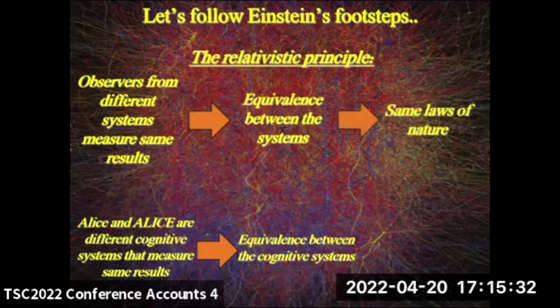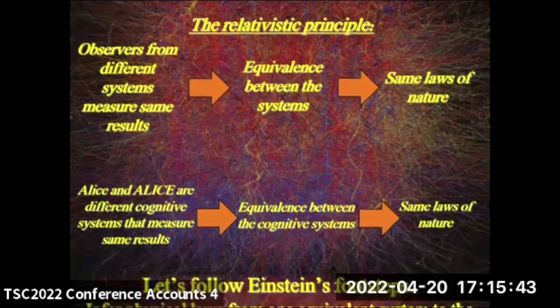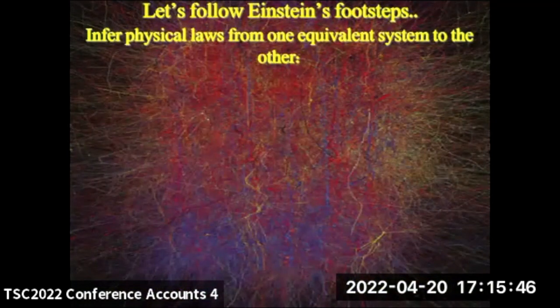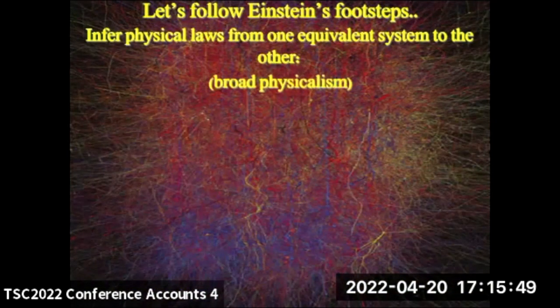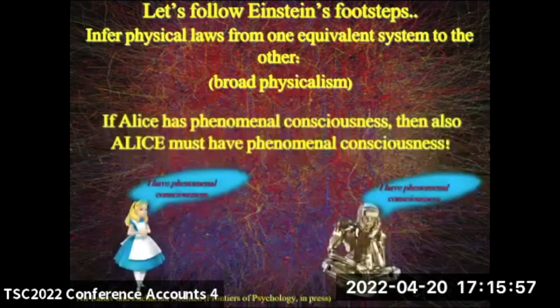And then it means that they use the same laws of nature, and I can do what Einstein did, and I can infer the laws from one equivalent system to the other. So because we assume that there is some kind of law of physics that explains consciousness, it means that the same laws that Alice has, zombie Alice also has. So the zombie Alice now will have consciousness, just because of the relativistic principle. There's nothing above and beyond the observers.